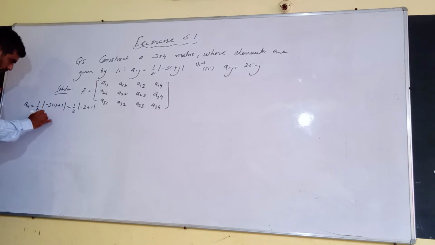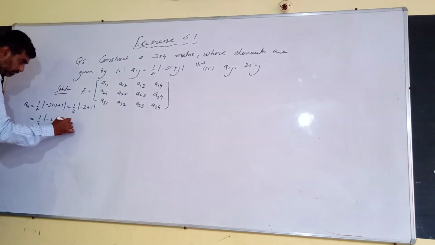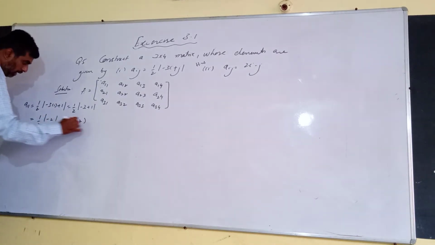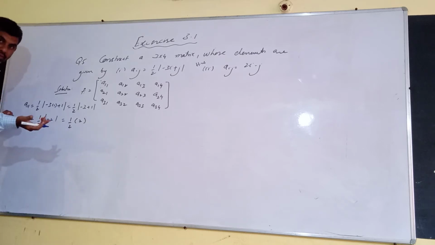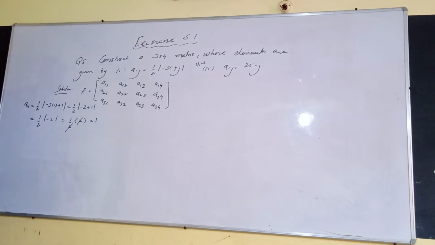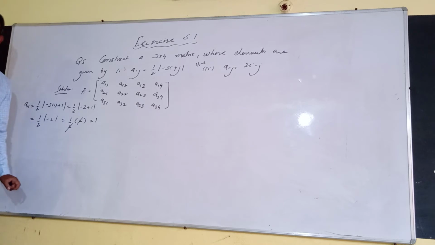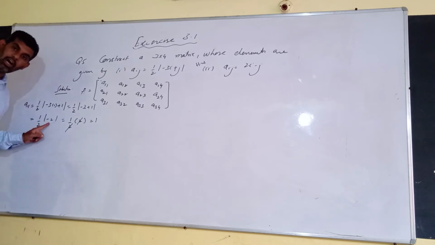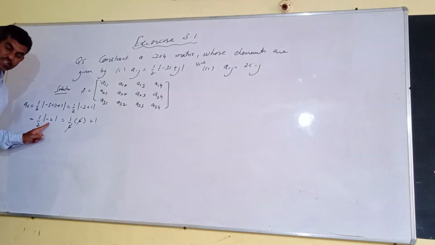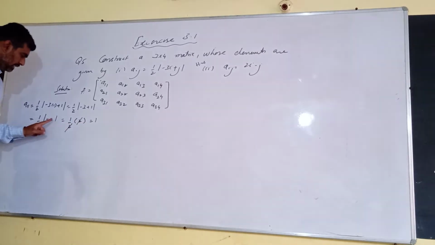Now, 1 by 2 into absolute value of minus 2. What is the absolute value of minus 2? Even if it is negative, we have to write positive. Absolute indicates positive value. If it is positive, we have to keep it positive only. Don't make it negative. Absolute stands for the positive value of the argument. Whatever the argument, its value should be positive. Minus 2 is the argument, but the result will be plus 2 because of this absolute.